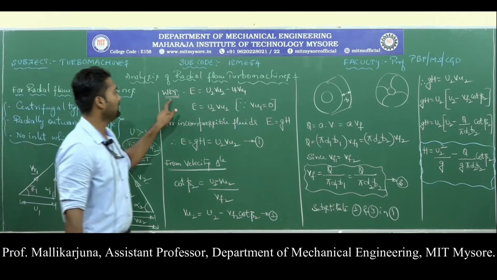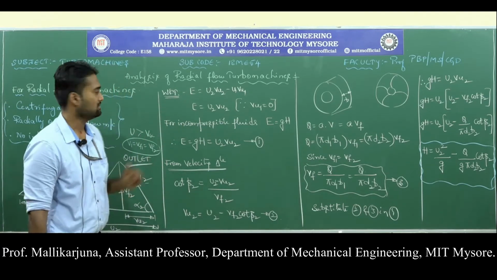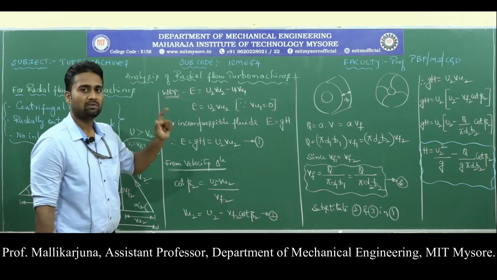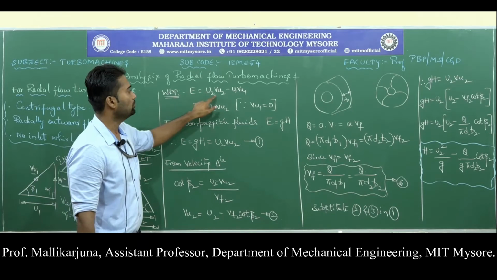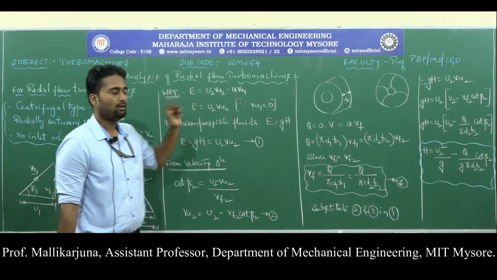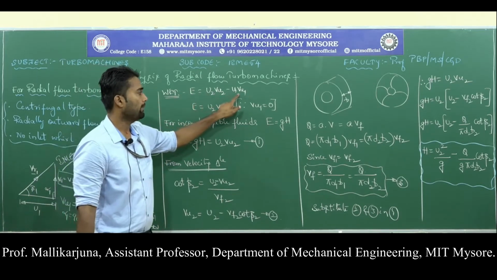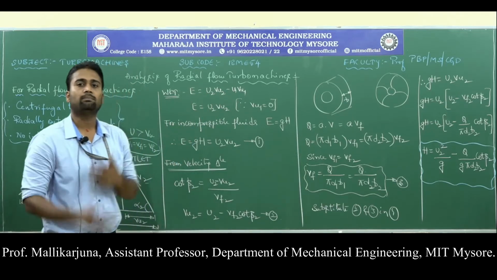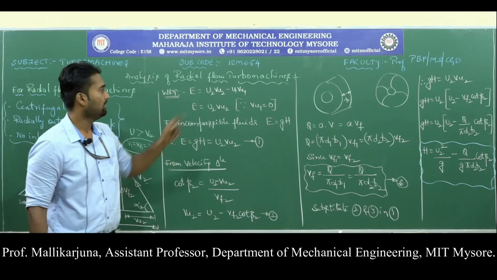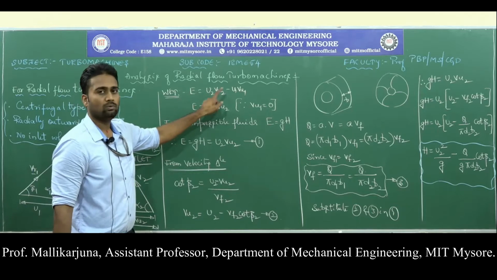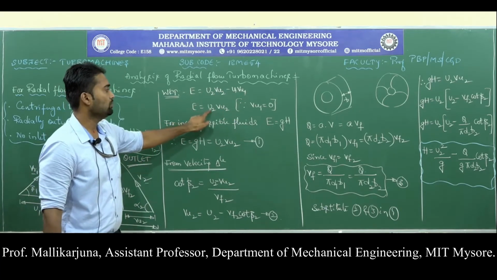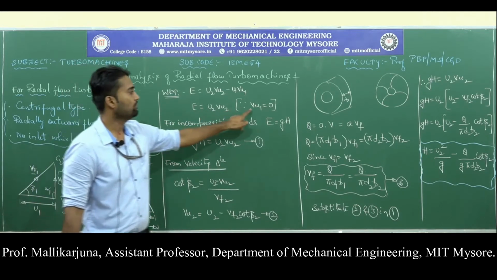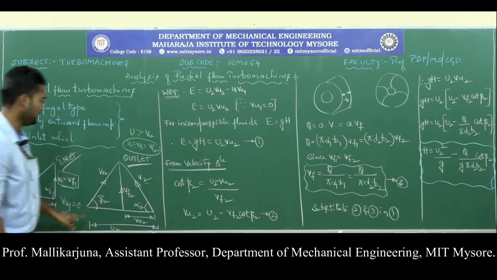So, now I will be looking at the analysis. We know the energy transfer equation by Euler's formula is given by E is equal to U2 Vu2 minus U1 Vu1. Here it is U2 Vu2 minus U1 Vu1 because it is a power absorbing turbomachine. Next, in the next stage, E is equal to U2 Vu2 because Vu1 is equal to 0. That is the condition.